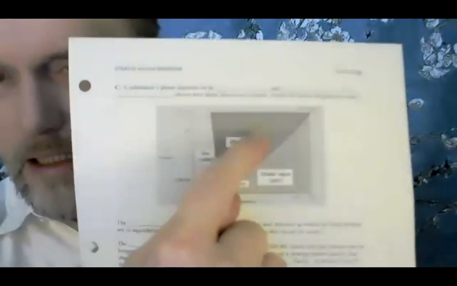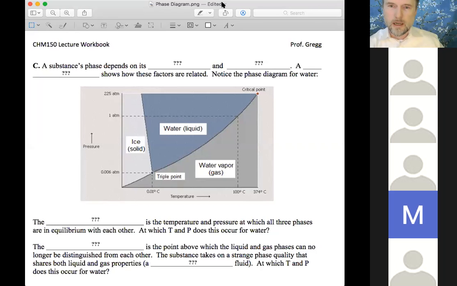If you don't have access to your lecture workbook, then you're not going to have access to this image to be able to write in your lecture workbook, but I have a solution for that. And so I am now sharing the image from your lecture workbook. Can everyone see that? Hopefully you can see that. If you cannot see that, let me know in chat.